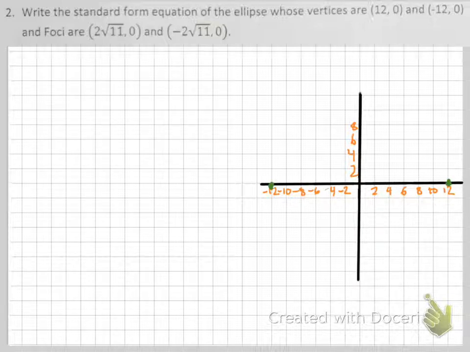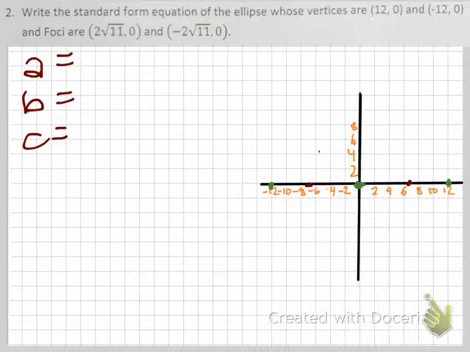Okay, so that tells me that my center is going to be at the origin, and if our focus points are 2 root 11, root 11 is, let's see, a little bigger than 3, so I think times 2 is 6 and some change, so it's going to be somewhere in here, just for reference. We're not going to find a number value from that. But now we can find our A, B, and C values, which we're going to need.